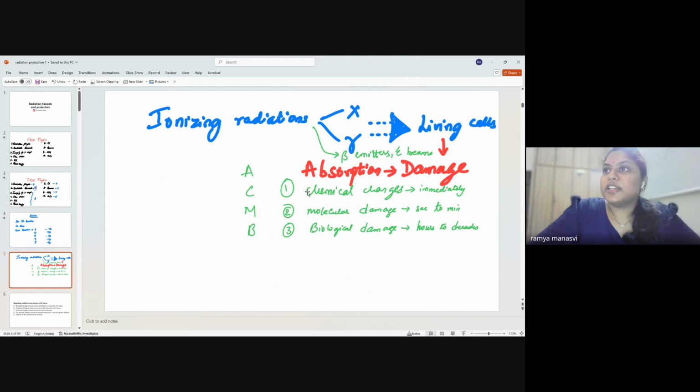After absorption, first there will be chemical changes that will happen, which will happen immediately within microseconds. And then there will be molecular damage, which will happen from some seconds to minutes. And then there will be biological damage, which can happen from hours to decades. Okay, so this is the smallest topic that is given in FRCR.